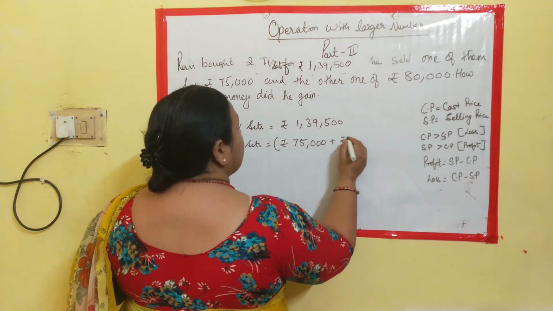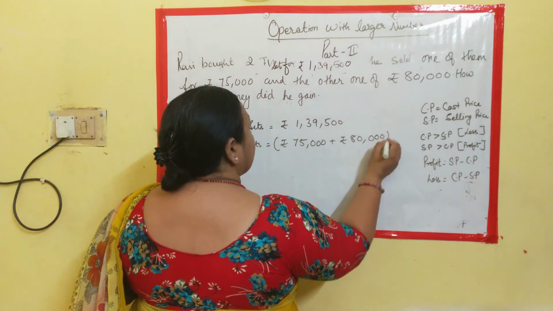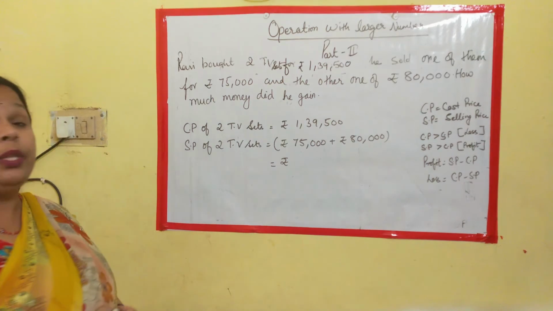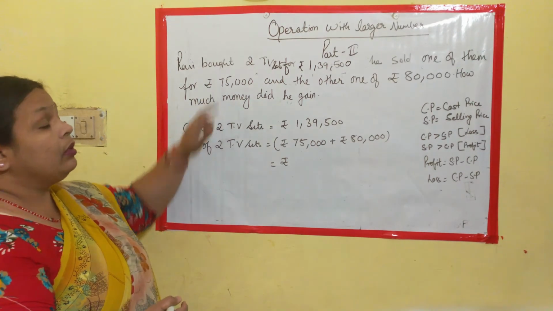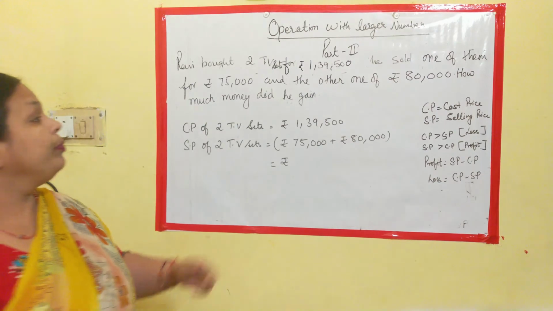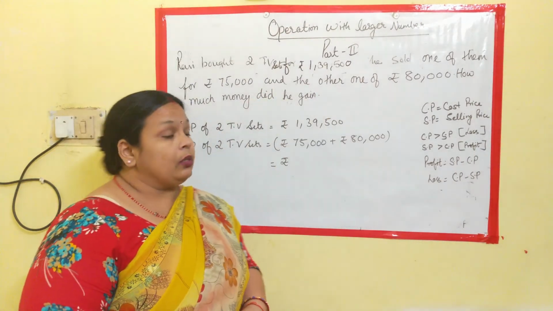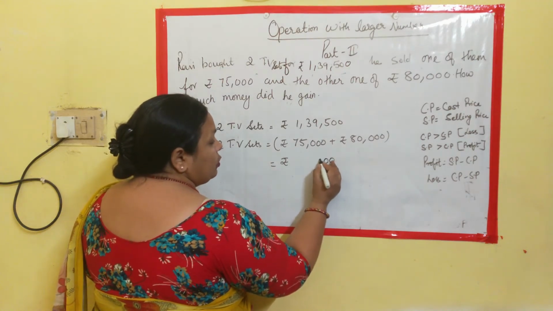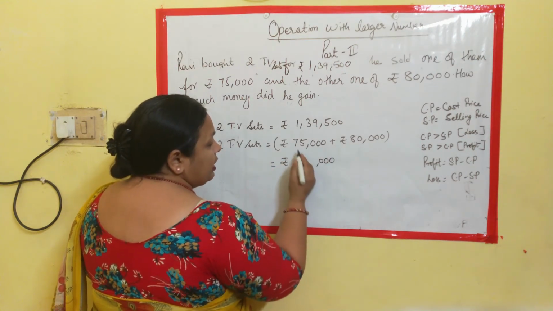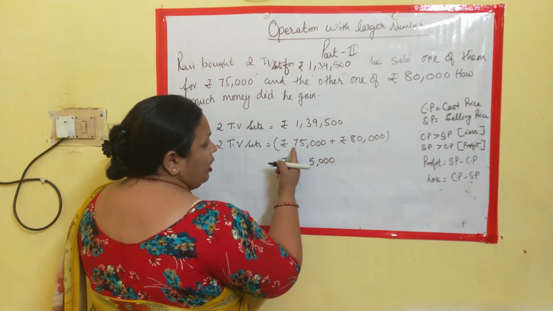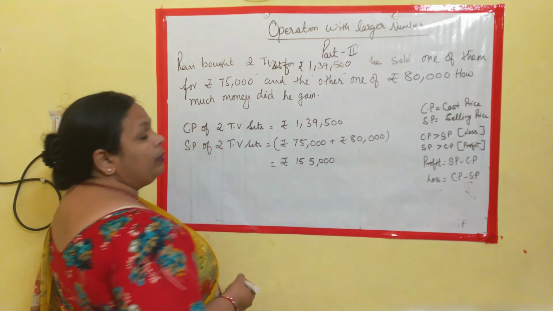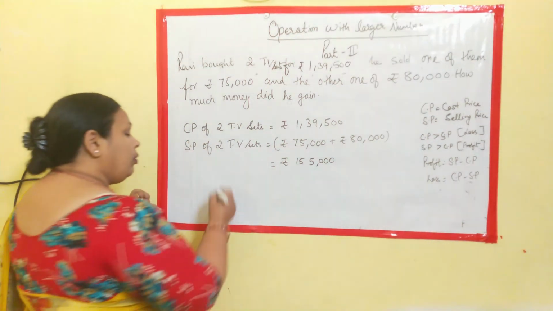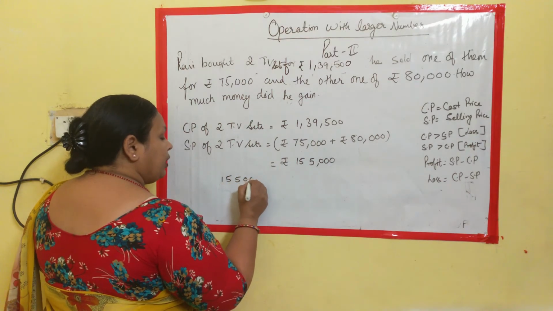Now selling price of 2 TV sets is equal to rupees 75,000 plus rupees 80,000. Now when you add these two, see he sold them independently. For one TV the customer paid 75,000. The other TV it was 80,000. So altogether when you add, this becomes 3 zeros for 1,000, and 75 plus 80 is nothing but 5 plus 0 is 5, and 7 plus 8 is 15. Now we have cost price, we have selling price. Now we will be writing it separately.